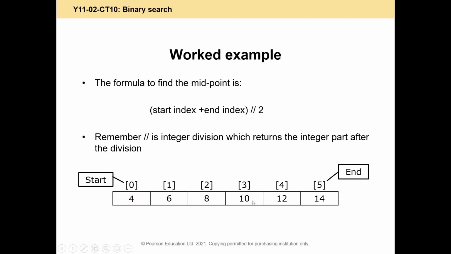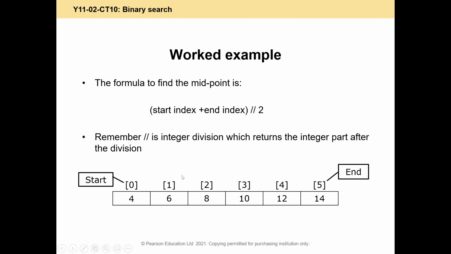So if this is a binary search, it requires us to have them in order. So 4, 6, 8, 10, 12, 14, they are in order. How do we do it then? Well, we look at the middle one first. Well, this hasn't got a middle one. It's an even number. So which one do we look at first? Well, we always round down. Why do we always round down? Because we use integer division, which always rounds down.